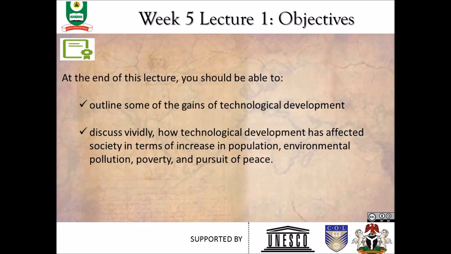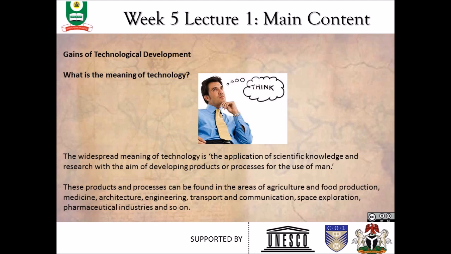At the end of this unit, you should be able to outline some of the gains of technological development and discuss vividly how technological development has affected society in terms of increase in population, environmental pollution, poverty, and pursuit of peace. Now, gains of technological development.